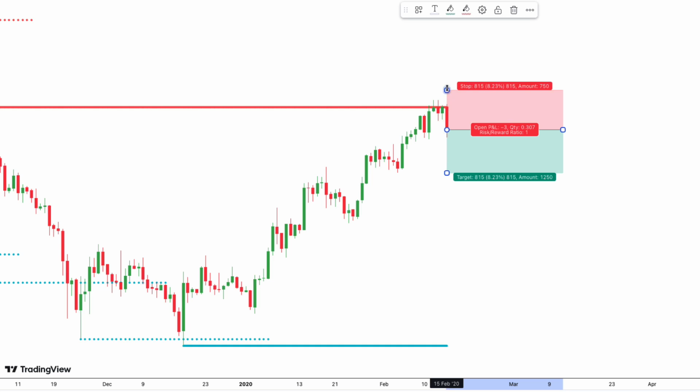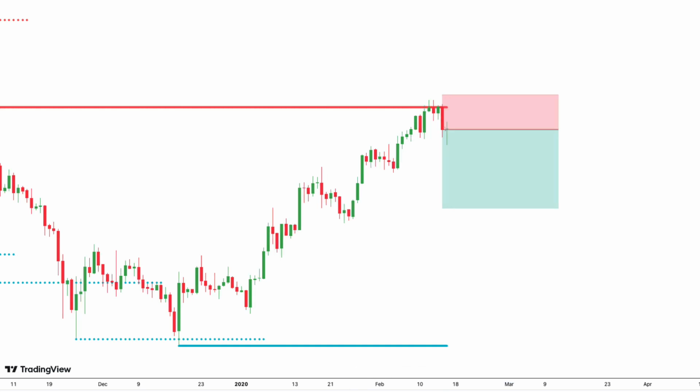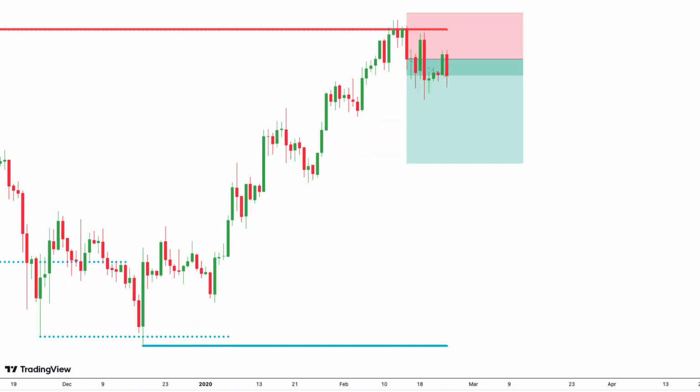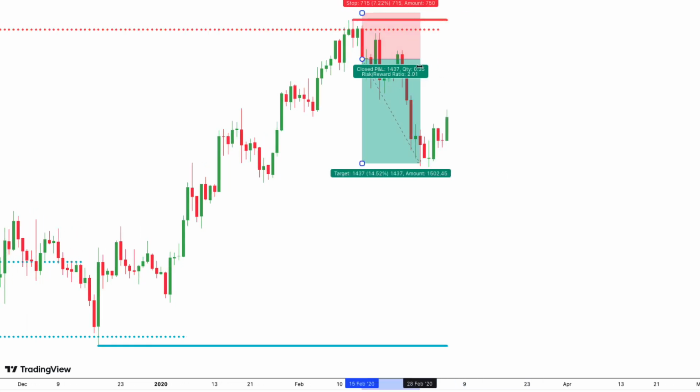Here we will be placing the stop loss just above the recent resistance level. For the take profit, we will be targeting a 2 times risk to reward ratio. Now, let's see how the trade plays out. Keep in mind to always validate the support and resistance levels before considering them.